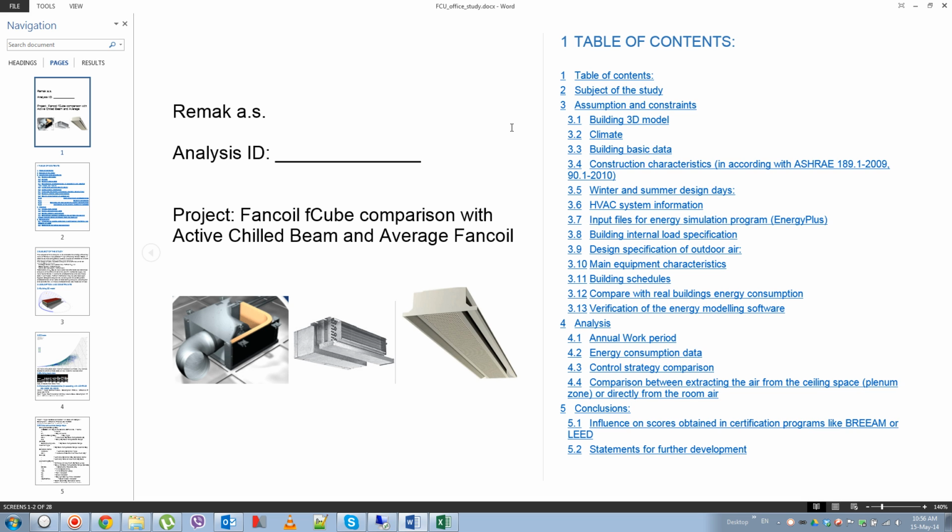I work as a technical product manager and energy analyst in the Remak team. I'd like to show you our analysis of a prototype, a new product, the fan coil fCube. We did an energy analysis and optimization of the control strategy and a comparison with active chilled beam and average fan coil. So this should be quite interesting to you.